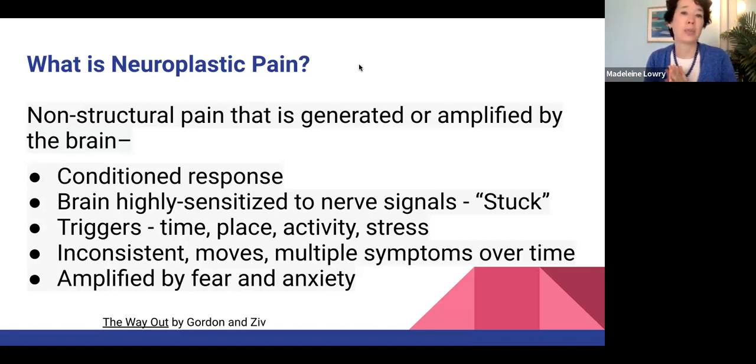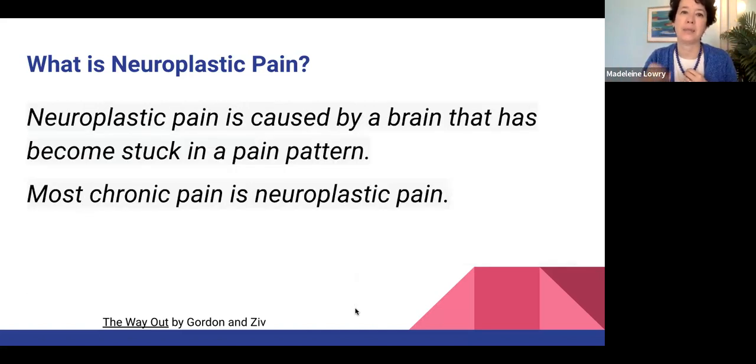The other thing we know about neuroplastic pain is that it is amplified, exacerbated, by our emotional state. Fear and anxiety, worry, concern, pressure, stress, right? These are the kinds of emotions that exacerbate our perception of pain. So what I want you to understand is that neuroplastic pain is caused by a brain that has become stuck in a pain pattern, and that most chronic pain is neuroplastic pain.